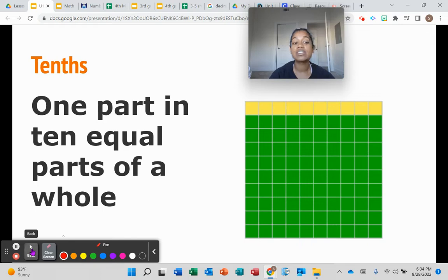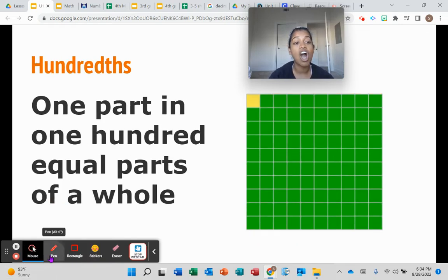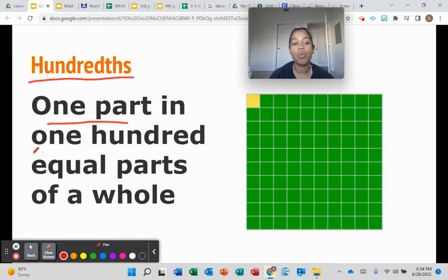All right. Now, similar to tenths, we have hundredths. Hundredths is one part of 100 equal parts of a whole. So we're taking our whole and we're cutting it into 100 equal pieces. This yellow is showing me 1/100th because I am taking my whole square and cutting it into 100 pieces, and then I'm taking one piece, 1/100th of all the pieces.